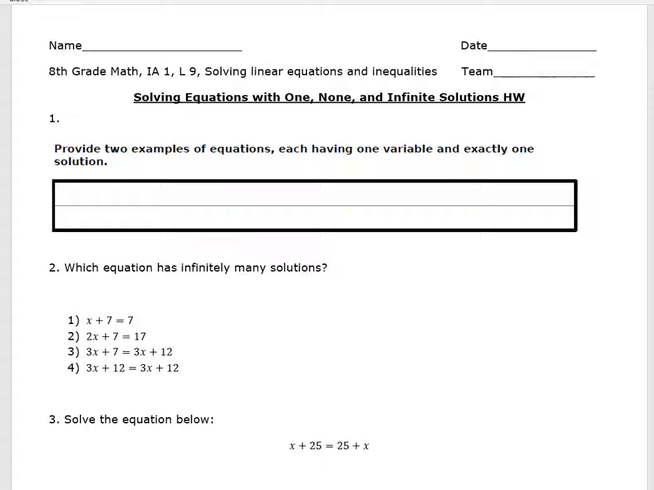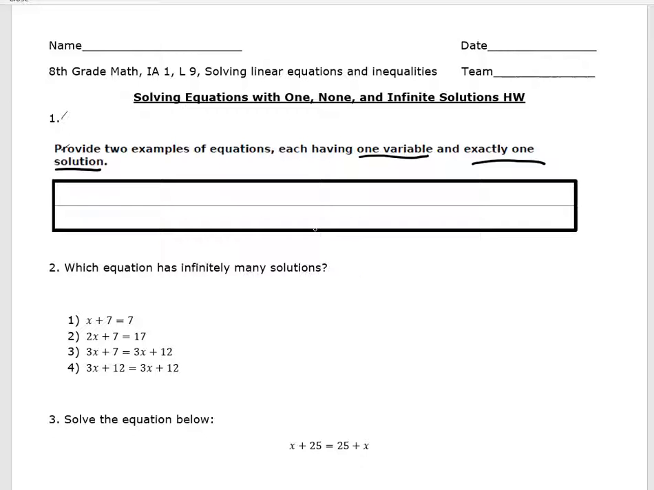All right, guys, we are going to take a look at the homework for Thursday, September 6th. This is solving linear equations and inequalities where you have one solution, no solutions, or infinitely many solutions. We are used to solving equations that only have one solution, and that's what we're being asked to do in number one. We're being asked to provide two examples of equations, each having one variable and exactly one solution. So I'll provide two examples.